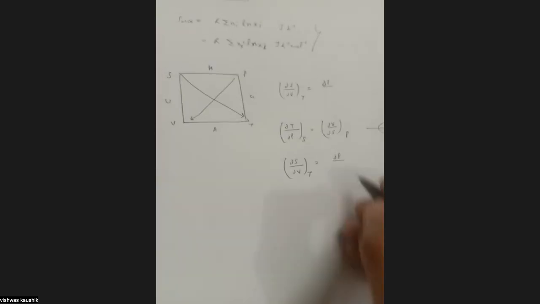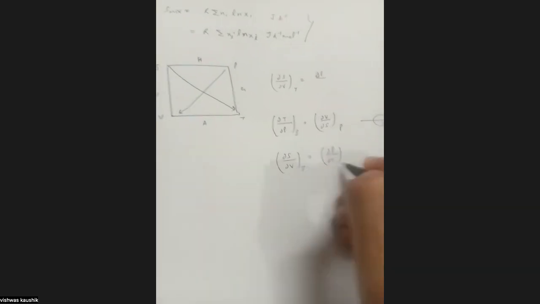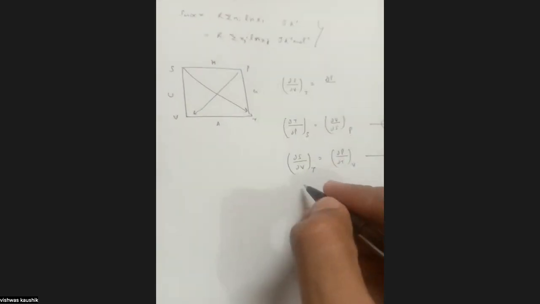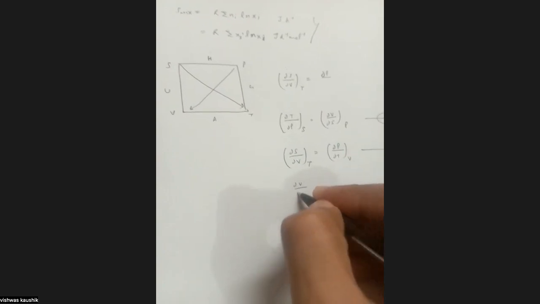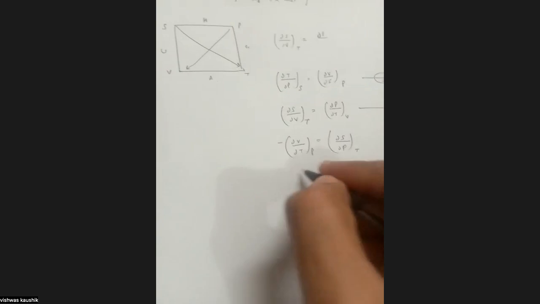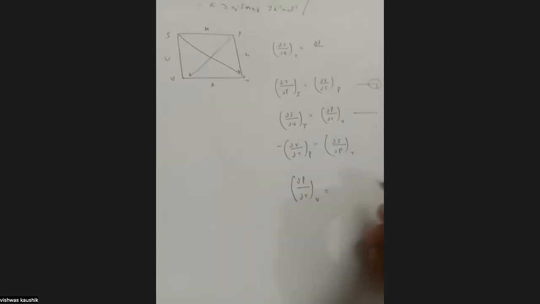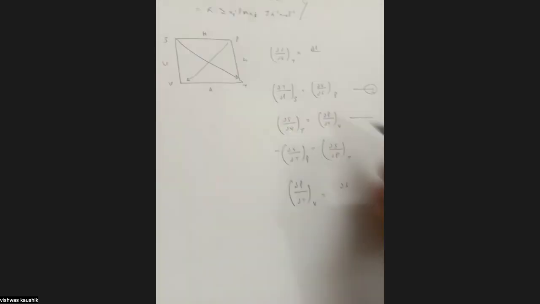Sir, the third one is (∂V/∂T) at constant P equal to (∂S/∂P) at constant T. This is the next Maxwell relation, and the last Maxwell relation is (∂P/∂S) at constant V equal to minus (∂T/∂V) at constant S. So these are the four Maxwell relations, sir.